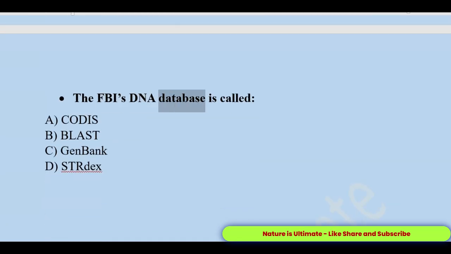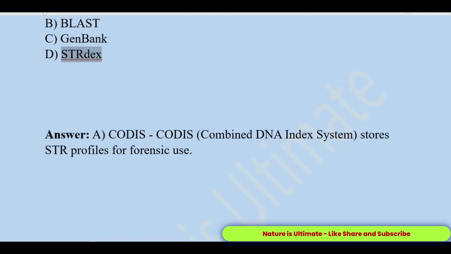The FBI's DNA database is called A. CODIS, B. BLAST, C. GenBank, D. STR-Dex. Answer: A. CODIS. CODIS, Combined DNA Index System, stores STR profiles for forensic use.